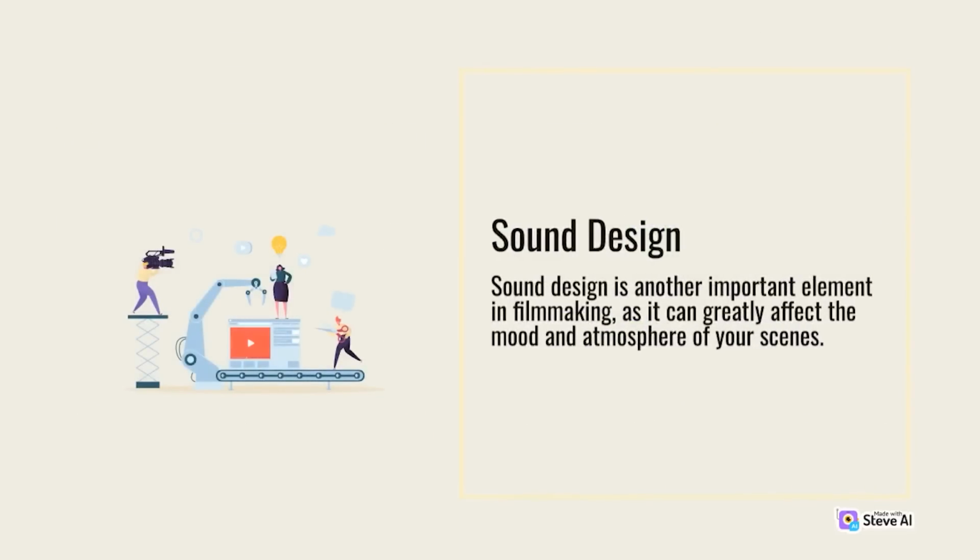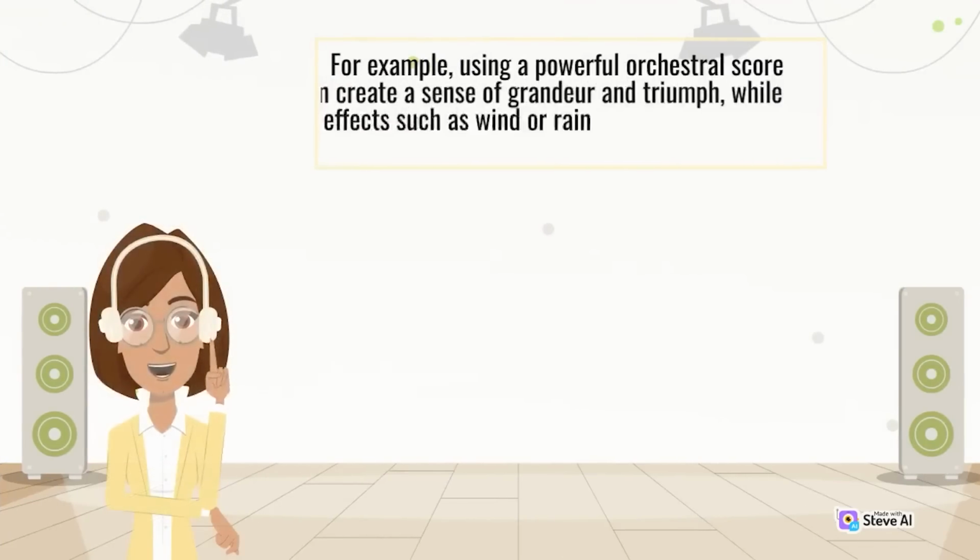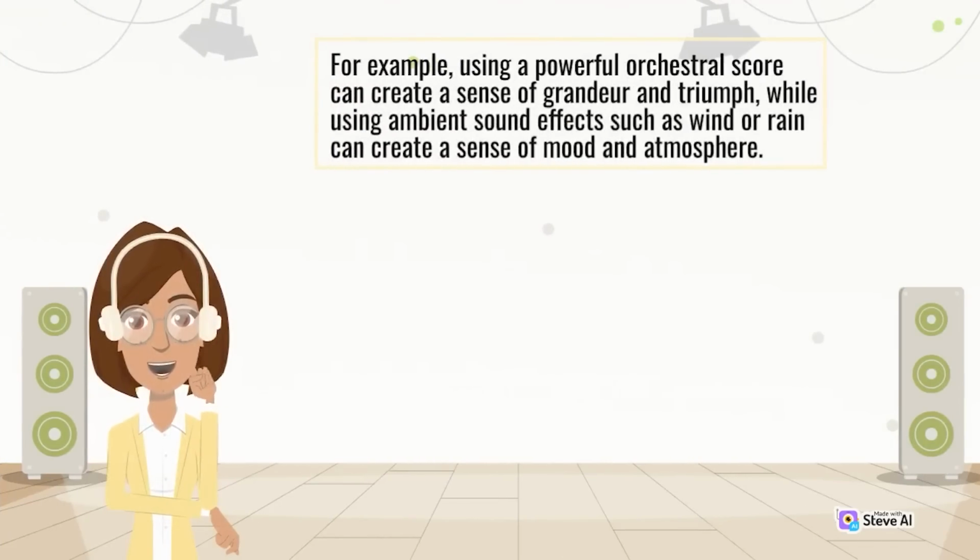Sound design. Sound design is another important element in filmmaking, as it can greatly affect the mood and atmosphere of your scenes. By using different types of sound, such as music, sound effects, or dialogue, you can create a unique and distinctive auditory experience for your audience. For example, using a powerful orchestral score can create a sense of grandeur and triumph, while using ambient sound effects such as wind or rain can create a sense of mood and atmosphere.